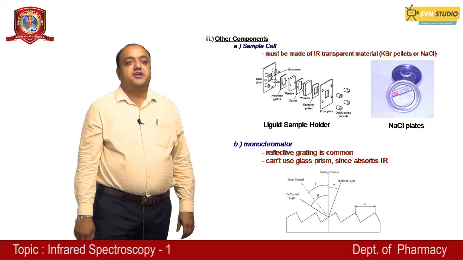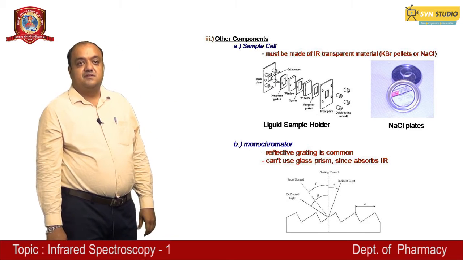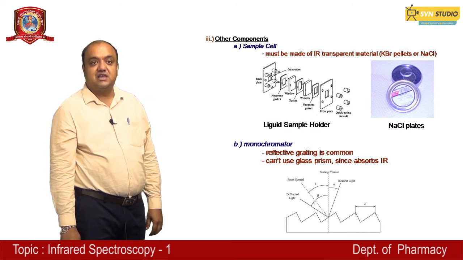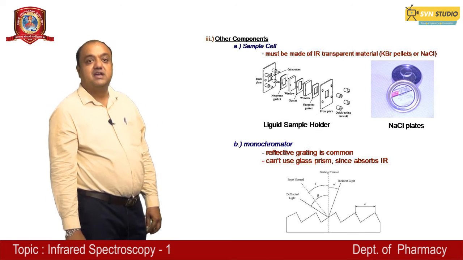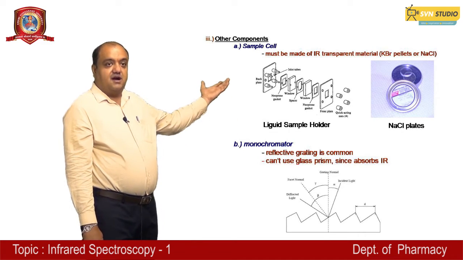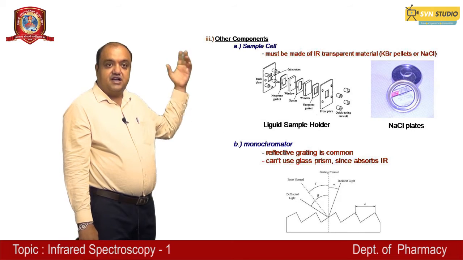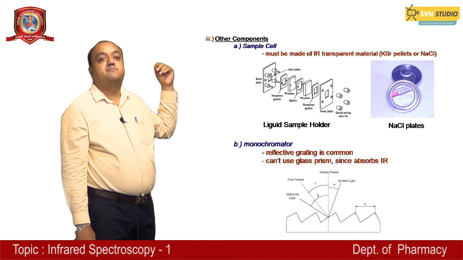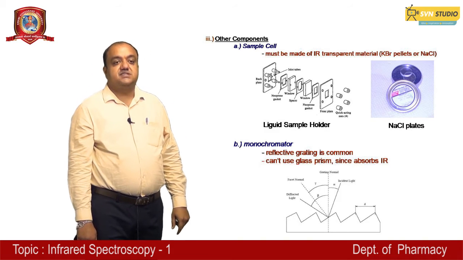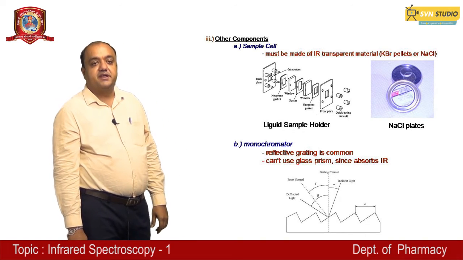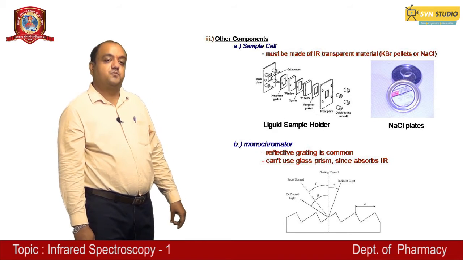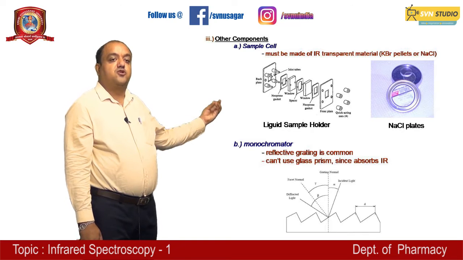Other components, like the sample cell, must be made of IR transparent material like KBr, potassium bromide, pellet or sodium chloride. Liquid sample: this graph shows the liquid sample holders, and the other graph shows the sodium chloride pellets. And other components like the monochromator, where a reflective grating is common, and you can't use a glass prism since it absorbs the IR radiation. The graph shows the monochromator.